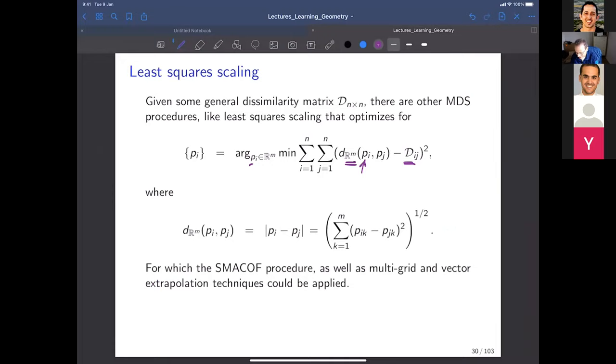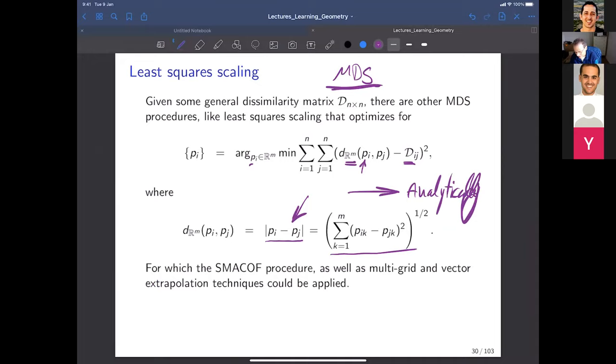And what I know is that I can compute the distances in a Euclidean fashion analytically. So multidimensional scaling, or MDS, is a family of methods where you can compute distances analytically. When you have an analytic solution to the points in the target space, this is called multidimensional scaling. And this one is called least square scaling. You can optimize for the coordinates with a method called SMACOF. We'll not cover it in this course.